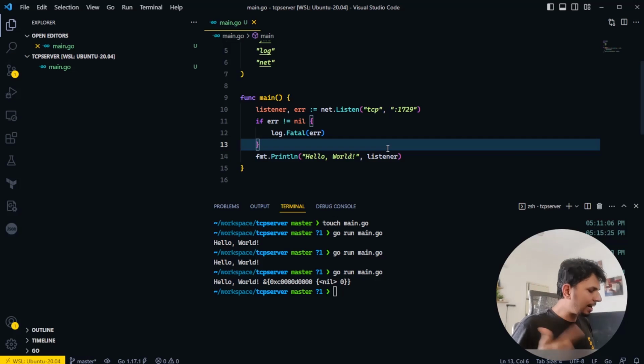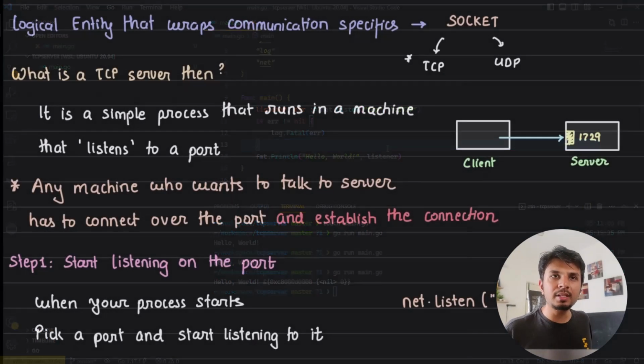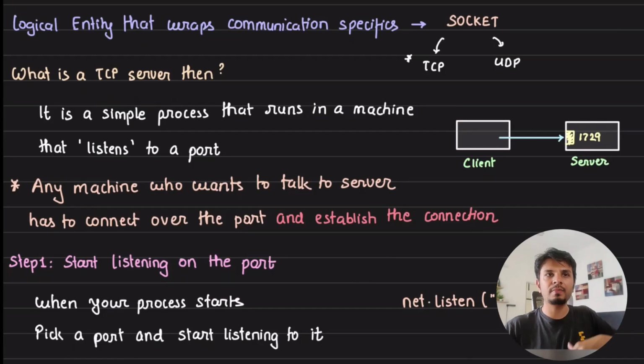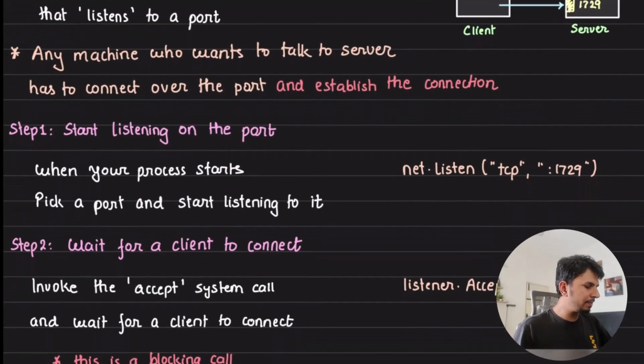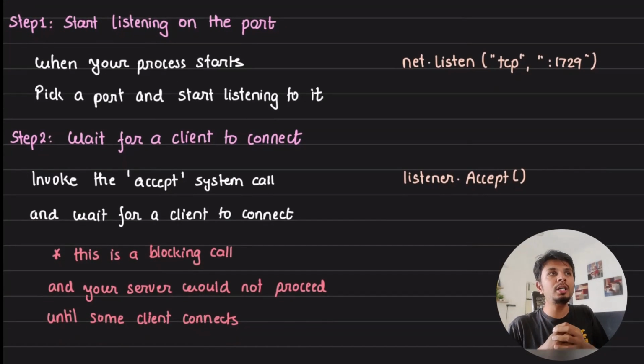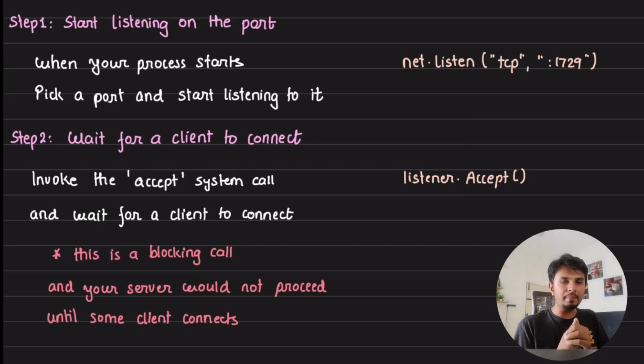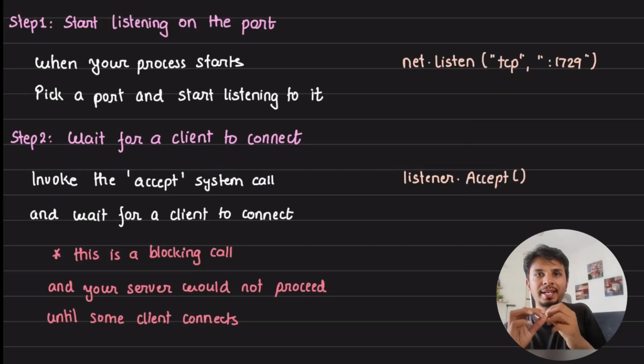But now what after listen? What's the second step? This is the first step. We have started reserving a port for us. Now what's the second step? The second step here is that we want a client to connect. That's really important. What happens is there is a system call called accept. The accept system call is a blocking system call.